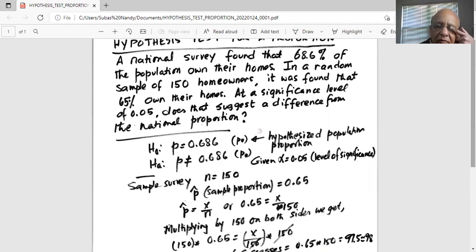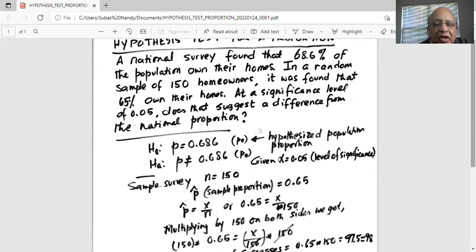So my null hypothesis, my status quo, is population proportion P equal to 0.686, which is P0, my hypothesized population proportion. The test hypothesis or the alternative hypothesis is what the question states. Is it different from the national proportion? So the alternate hypothesis is P not equal to 0.686. We are given the level of significance alpha is 0.05.